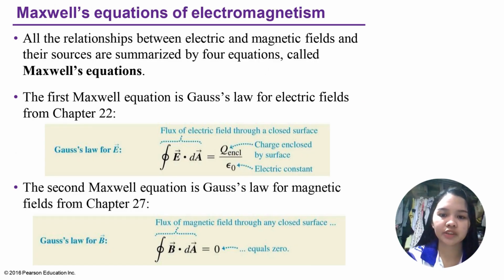So all the knowledge we have discussed so far can be summarized into four equations, the famous Maxwell equations. The first equation is Gauss's law for electric fields, which relates the electric flux through a closed surface to the enclosed charge. The second equation is Gauss's law for magnetic fields, which states that the magnetic flux through any closed surface is always zero.